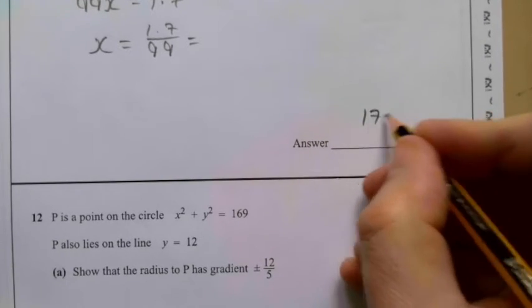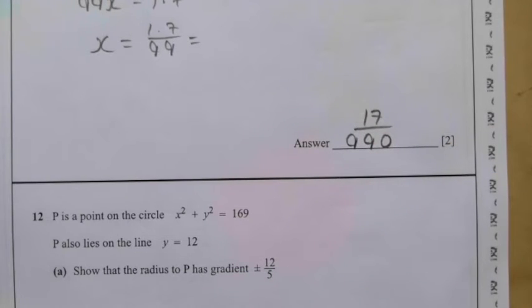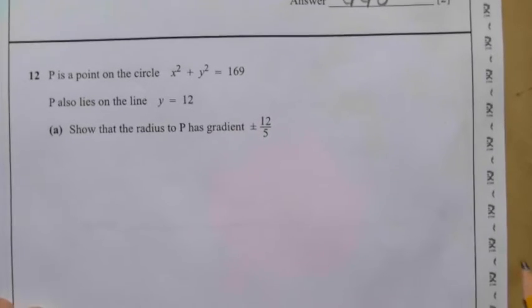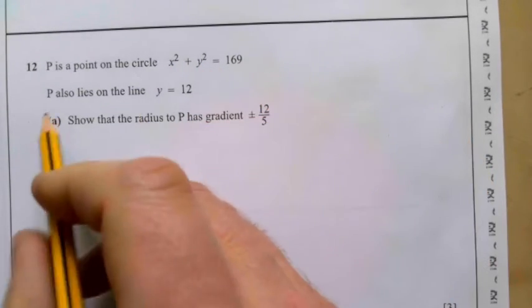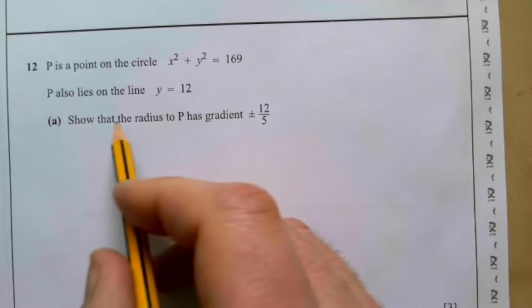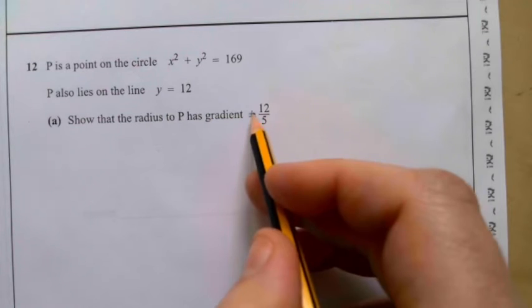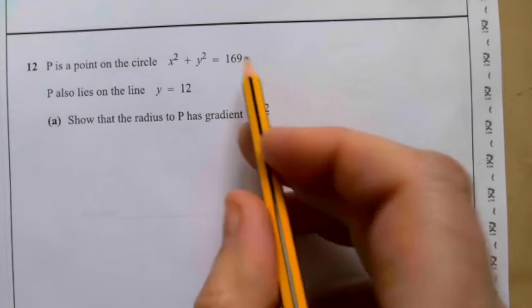We would have 17 over 990. Question 12. P is a point on a circle x squared plus y squared equals 169. P also lies on the line y equals 12. Show that the radius to P has gradient plus or minus 12 over 5.